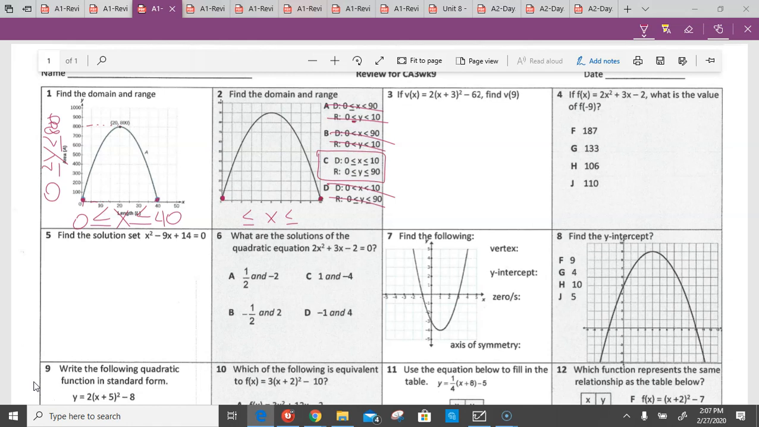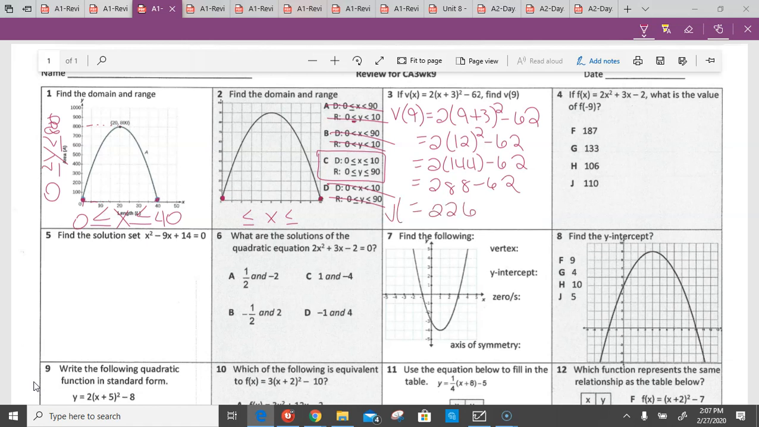Number 3, if v of x equals 2 times (x plus 3) squared minus 62, find v of 9. So what that means is they want us to replace x with the number 9. Wherever I see an x in my equation, I'm going to plug in a number 9, and then just do the work. So v of 9 equals 2 times (9 plus 3, which is 12) squared minus 62. 12 squared is 144, times 2 is 288, minus 62. And 288 minus 62 is 226. So v with 9 plugged in equals 226.